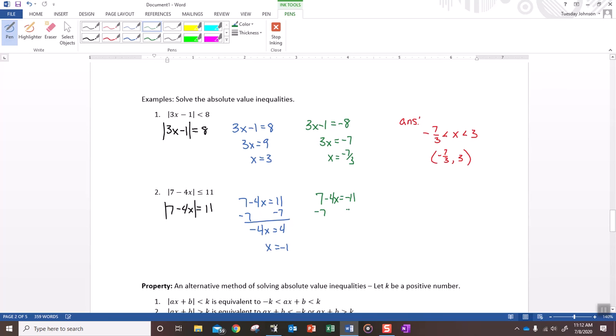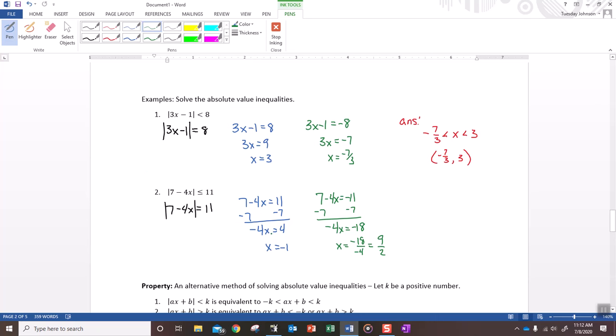When I subtract 7, I'll get negative 4x equals negative 18. When I divide by negative 4, negative 18 over negative 4, both are negative, so we get a positive result. 18 over 4 is the same as 9/2. Yes, you could use 4.5, but I encourage you to get familiar with fractions. Get used to them.